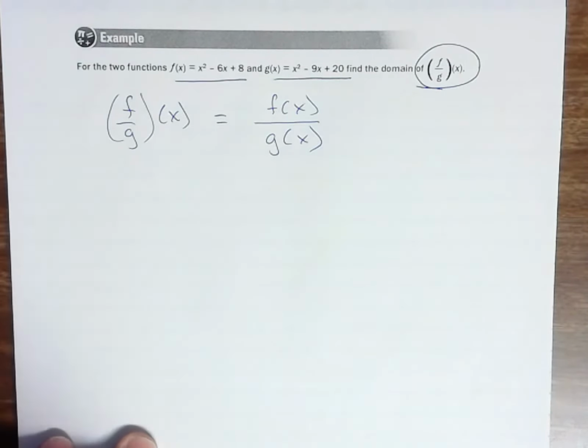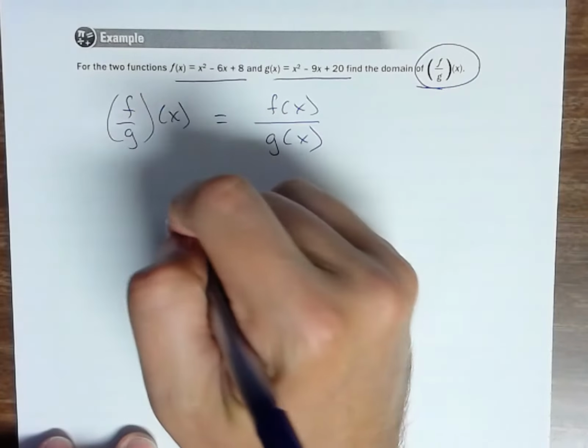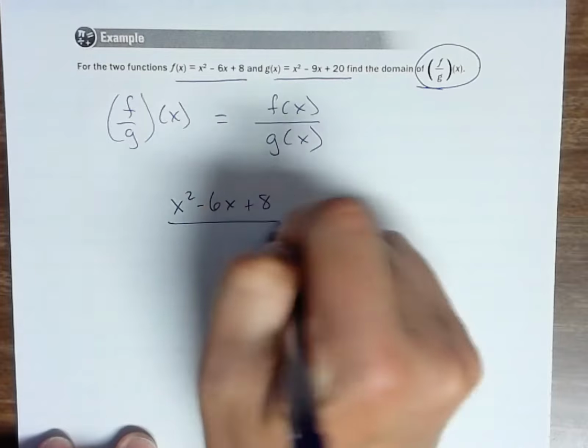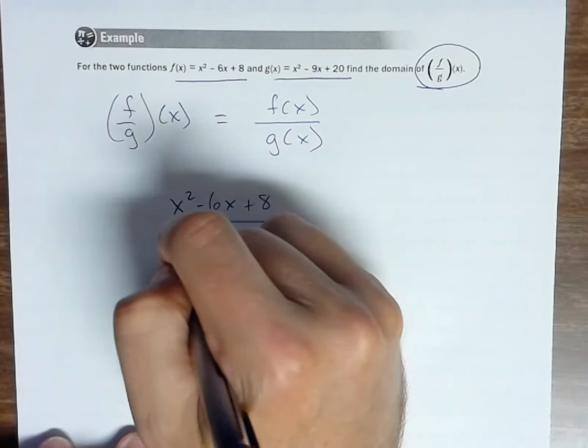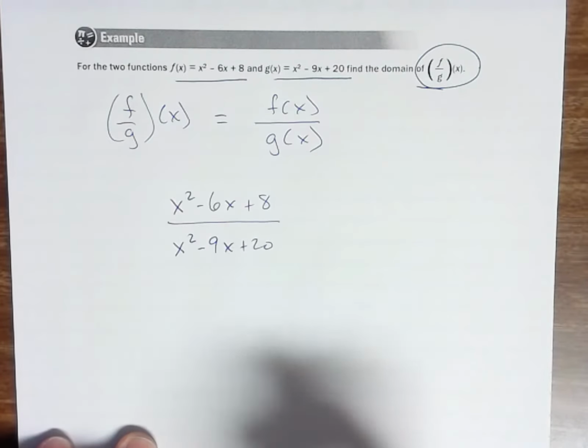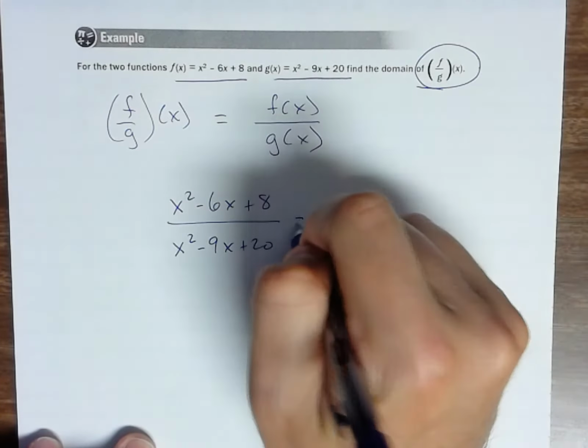So let's plug things in. So we've got x squared minus 6x plus 8 all over x squared minus 9x plus 20. We want to find the domain of that. Let's go ahead and simplify it if we can.